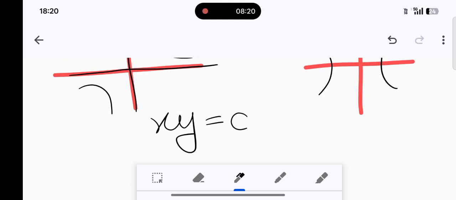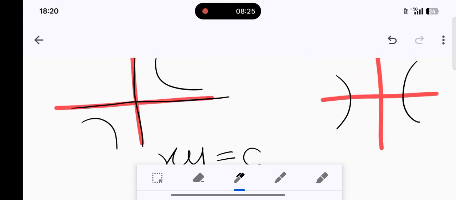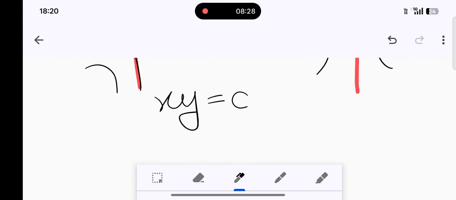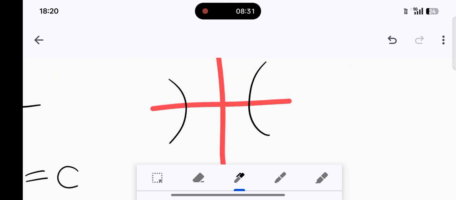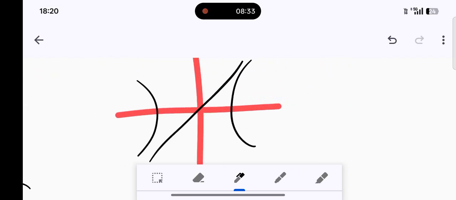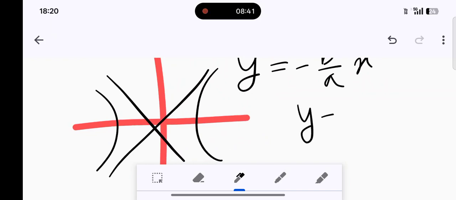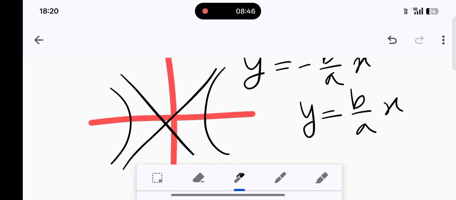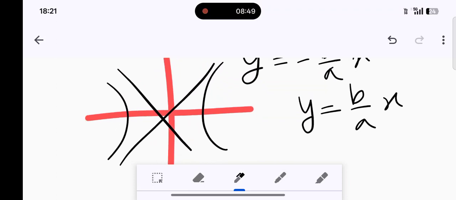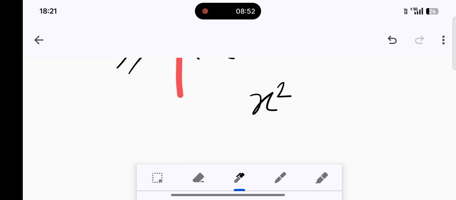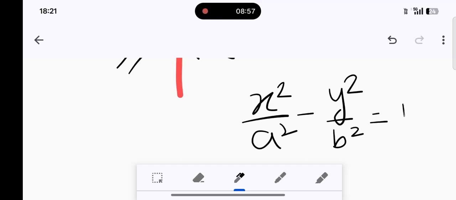You know Boyle's law, p versus 1 by v. In that case the graph is very much the same. So however, xy is equal to c. Now in the normal hyperbola, the asymptotes are y is equal to minus b by a into x and y is equal to plus b divided by a into x. These are the asymptotes in that case. However, the equation will be something like x square by a square minus y square by b square is equal to 1, right?